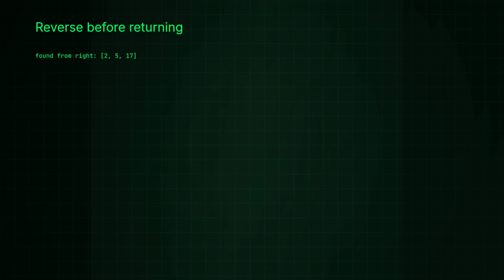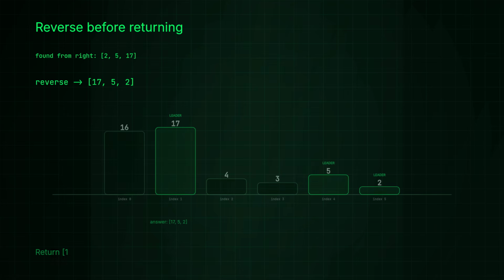Scanning from the right discovers the leaders in this order: 2, 5, 17. That discovery order is backwards compared with the original array, so reverse the collected list. The final answer is 17, 5, 2, in the same left-to-right order as the input.